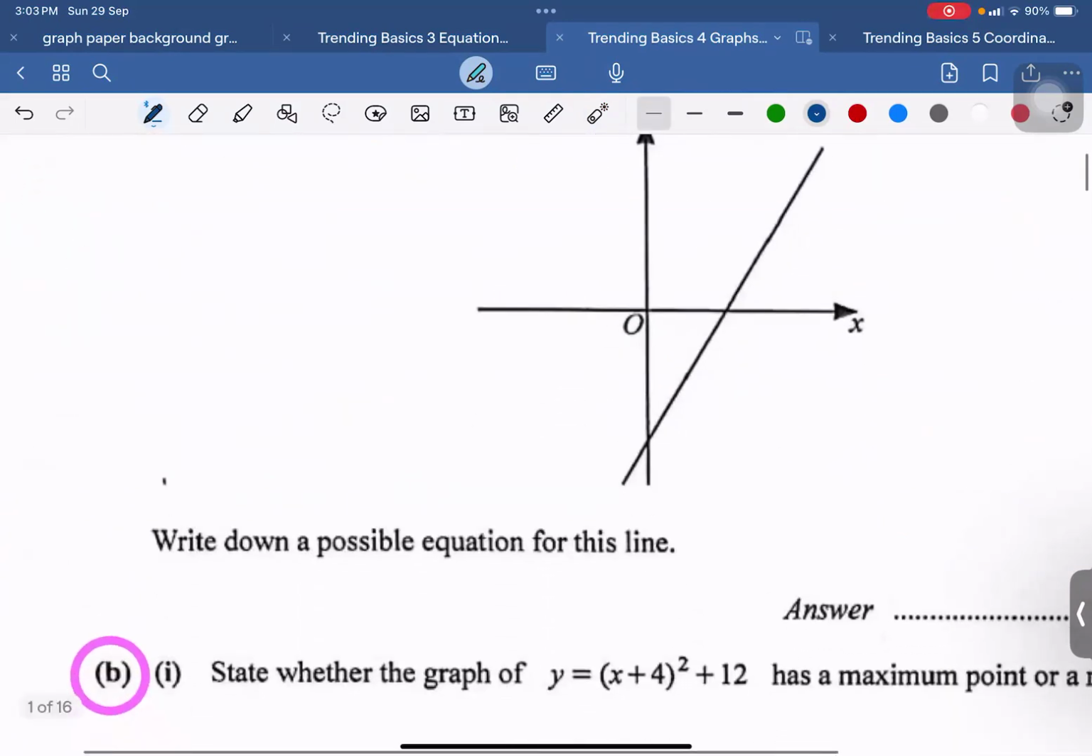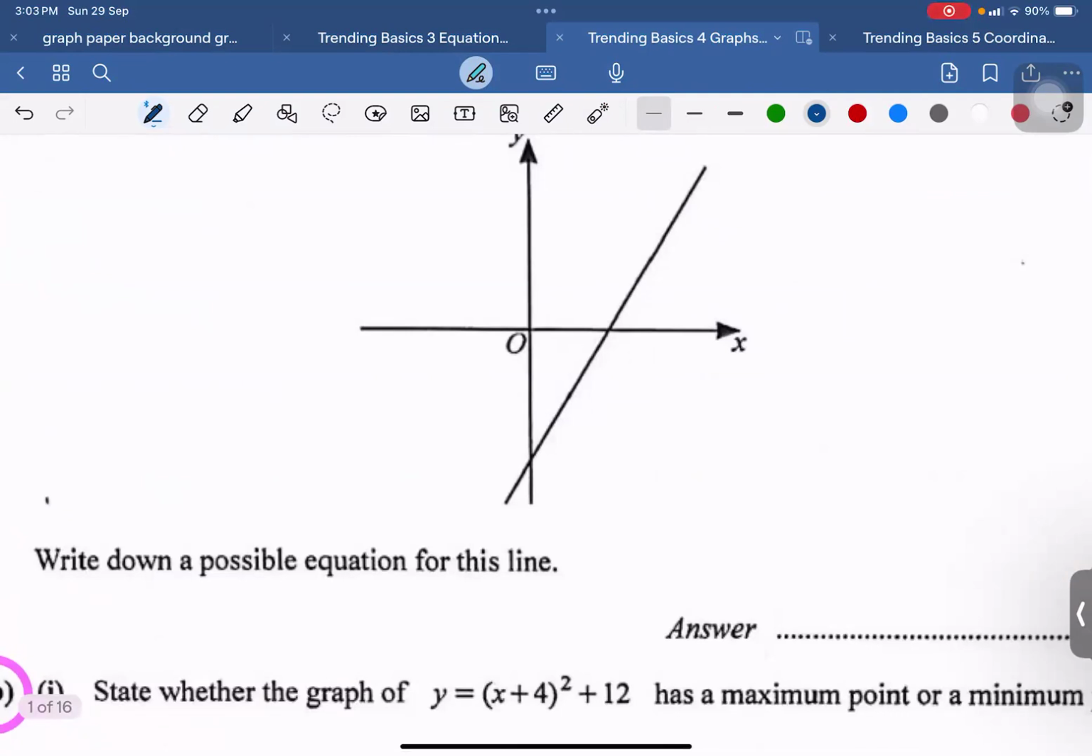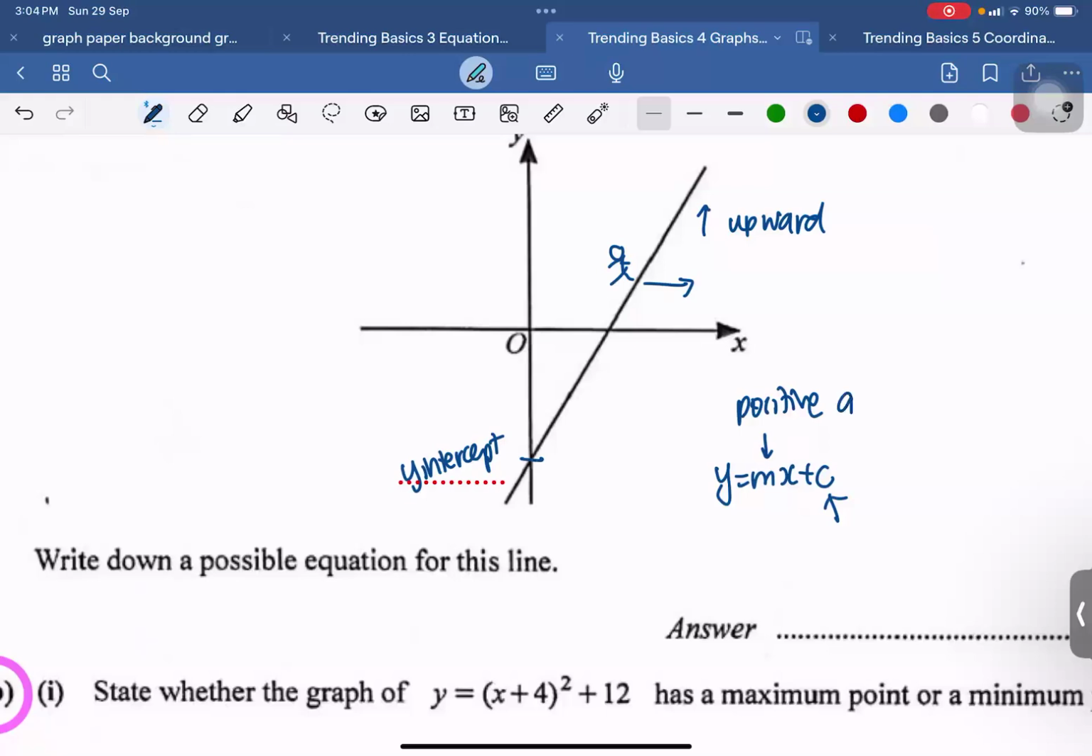Okay, so this one is a y-intercept. Write down a possible equation. So this is a straight line graph. So y equals to mx plus c. This is going up. If you draw a human being and then you move this way, it's going upwards. So in this case, you must make sure your gradient is a positive number, and you notice your y-intercept over here, which is your value c, will be a negative number.